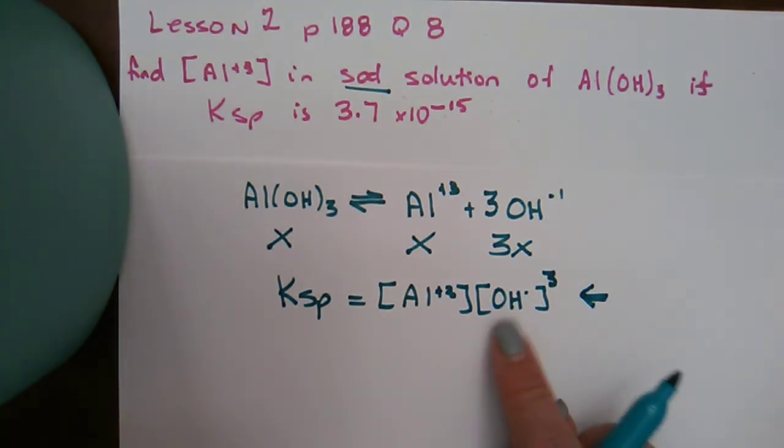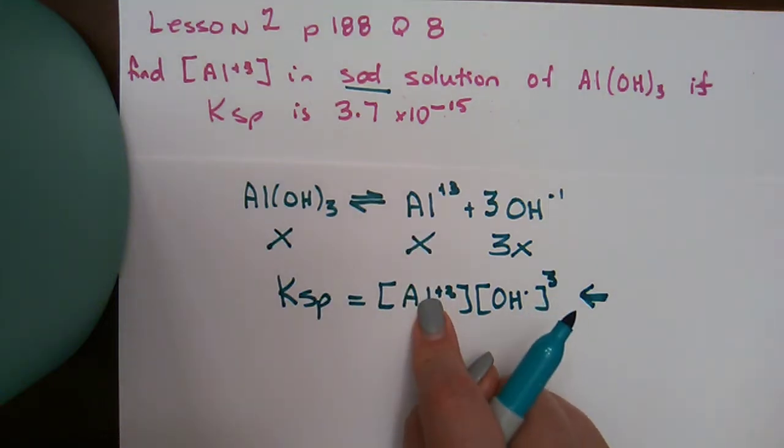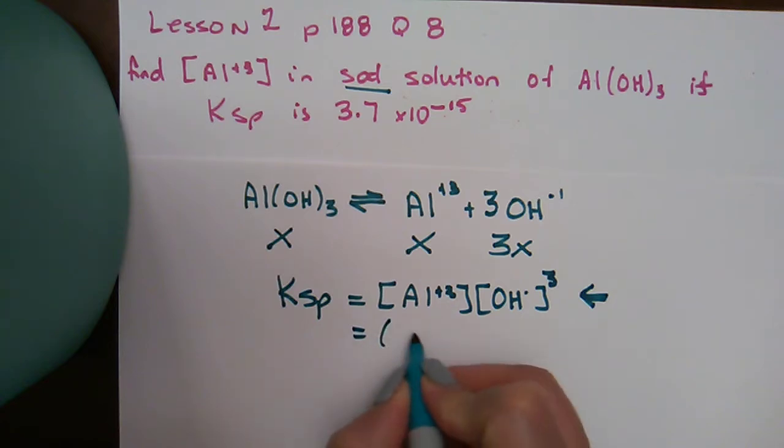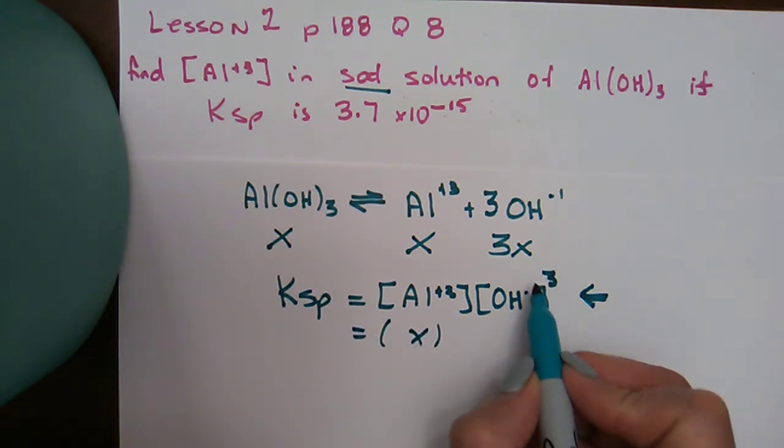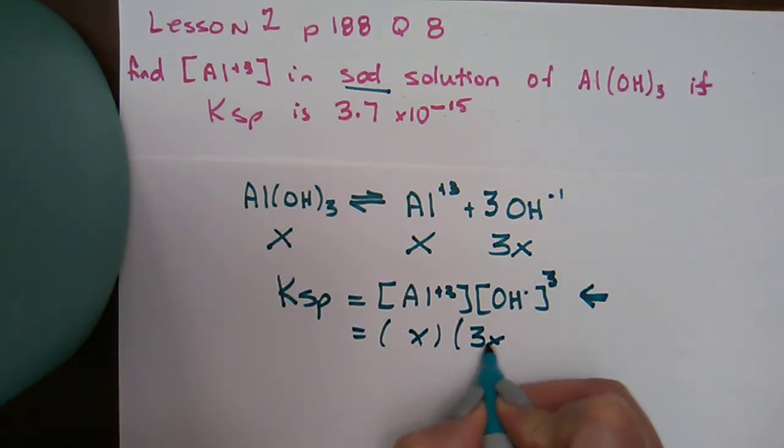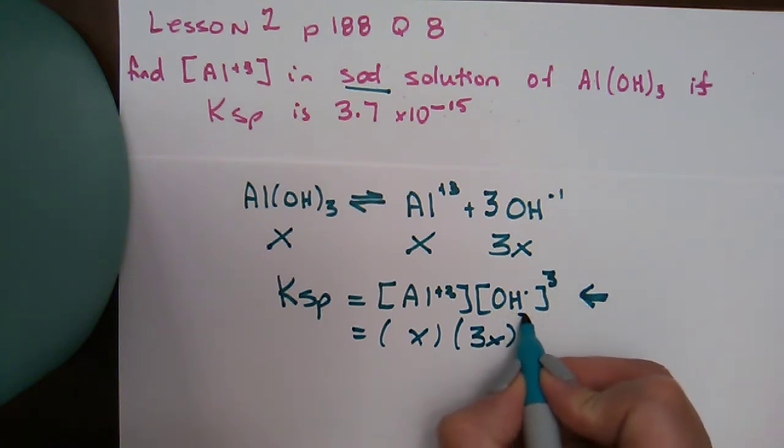Okay, now let's change this to math. Substituting in place of aluminum, we know the value will be X, so I'm going to put an X. In place of hydroxide, the value will be 3X. And again, we have to remember to cube it.